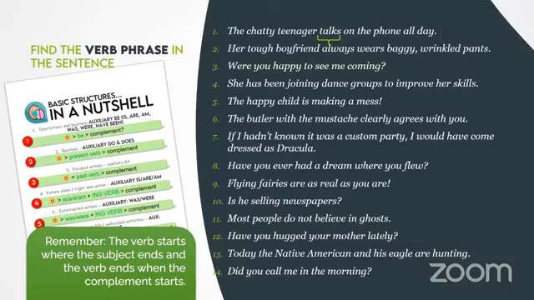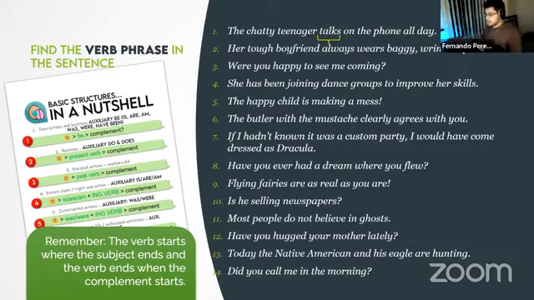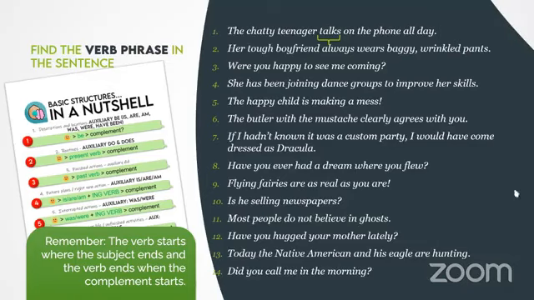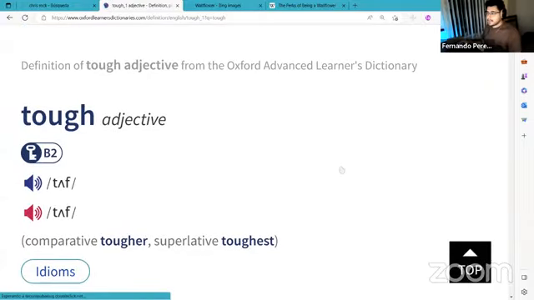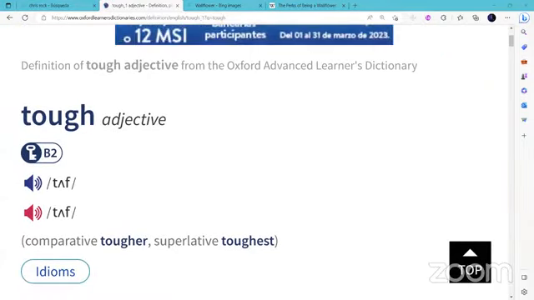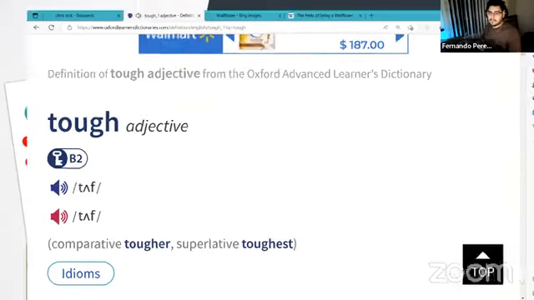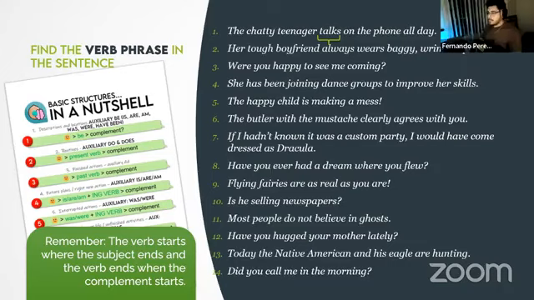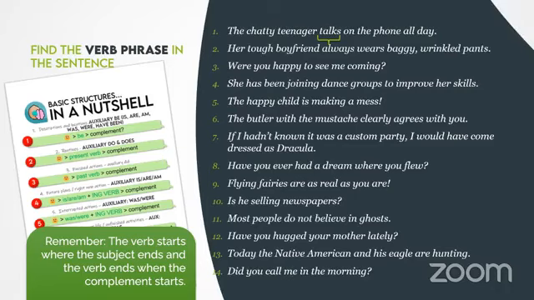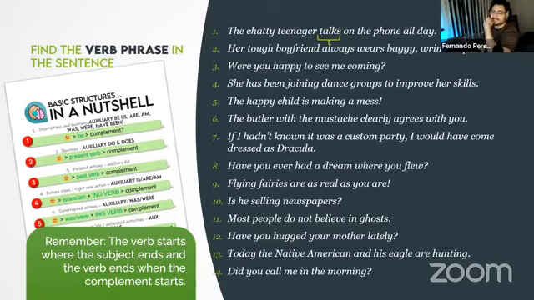Her toe. Oh, yes, pronunciation. Her toe, pronunciation. Tough. Yes, tough. Okay, her tough boyfriend always wears baggy, wrinkled pants. Excellent. Good pronunciation. Very good.